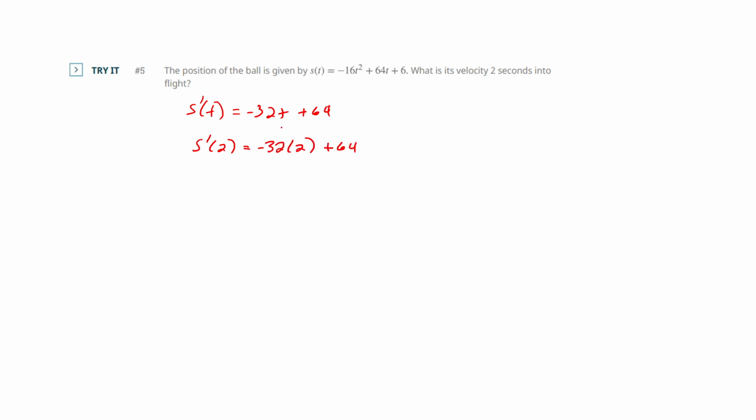Okay, and so now this is going to be the top of the parabola. So this is going to be negative 64 plus 64. It's going to be 0. So at the very top, you started changing directions. You're not going up, you're not going down.